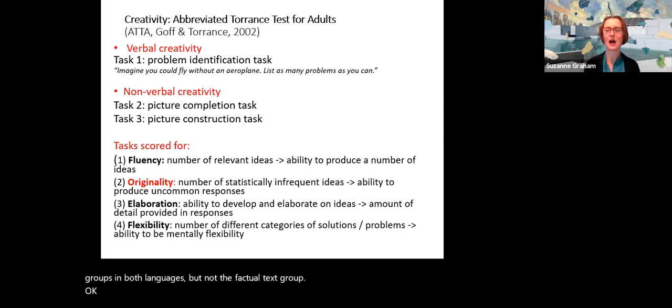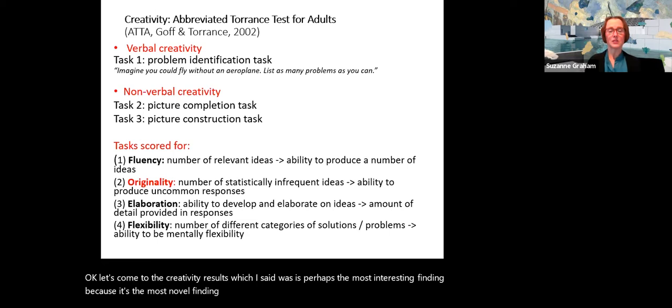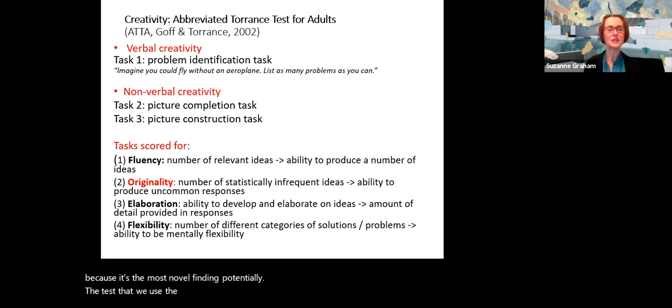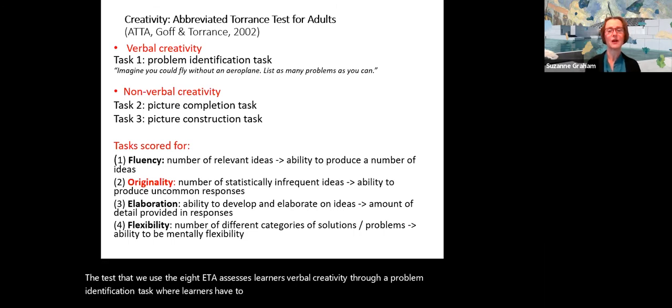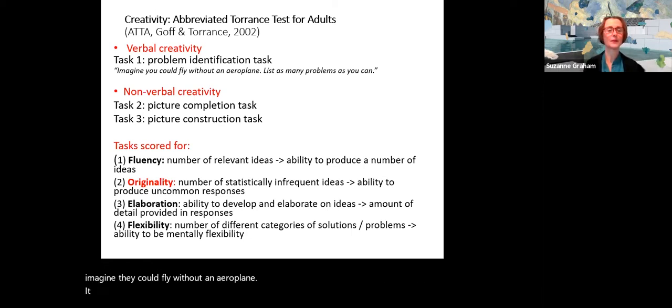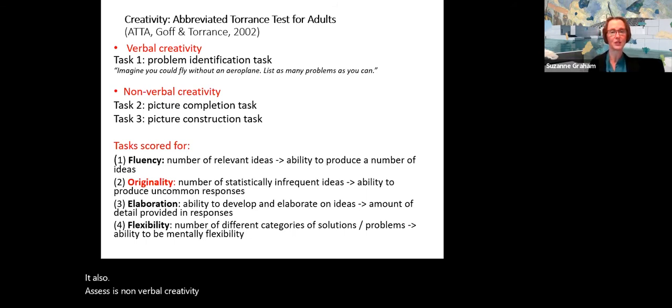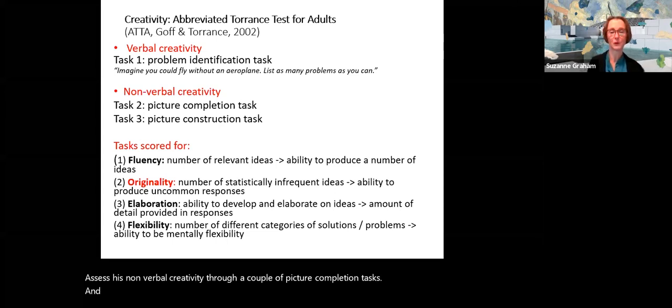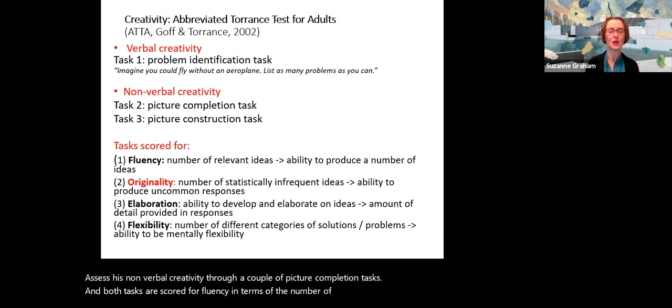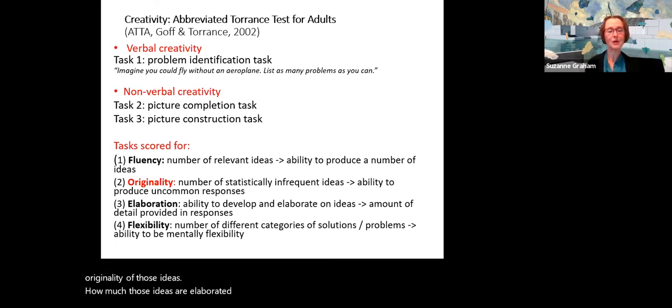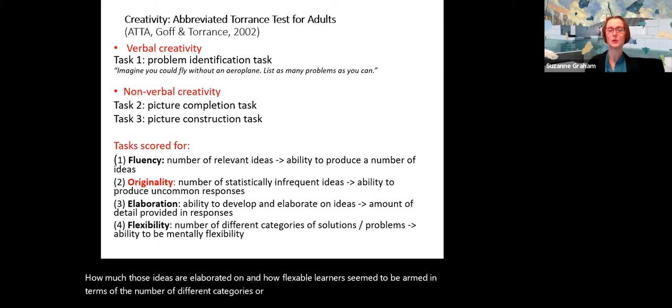Okay, let's come to the creativity results, which I said is perhaps the most interesting finding because it's the most novel finding potentially. The test that we use, the ATTA, assesses learners' verbal creativity through a problem identification task where learners have to write in English as many problems as they can if they imagine they could fly without an aeroplane. It also assesses non-verbal creativity through a couple of picture completion tasks, and both tasks are scored for fluency in terms of the number of relevant ideas produced, the originality of those ideas, how much those ideas are elaborated on, and how flexible learners seem to be in terms of the number of different categories or solutions they produce.